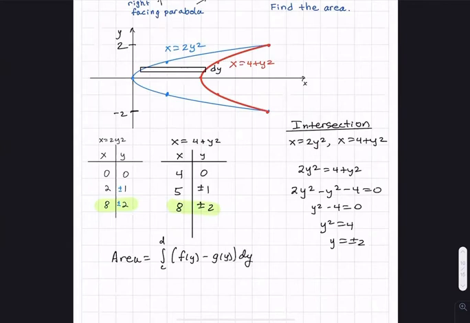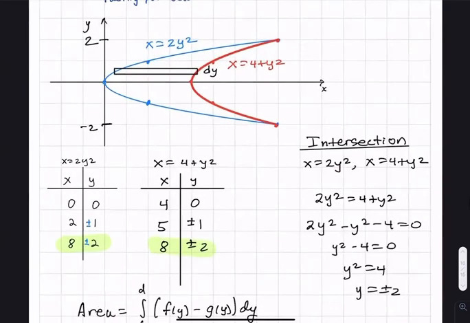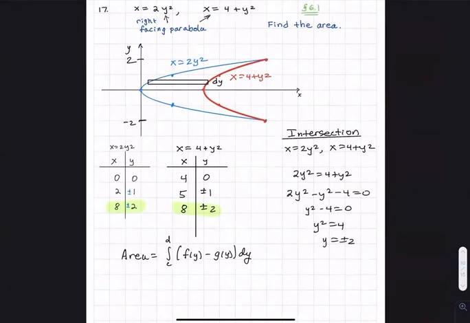Why? How can I see that? Because of the shape of my rectangle. Why did I know? How did I know to put the rectangle that way? Because I have to integrate right minus left. It doesn't fit into a top minus bottom integration.